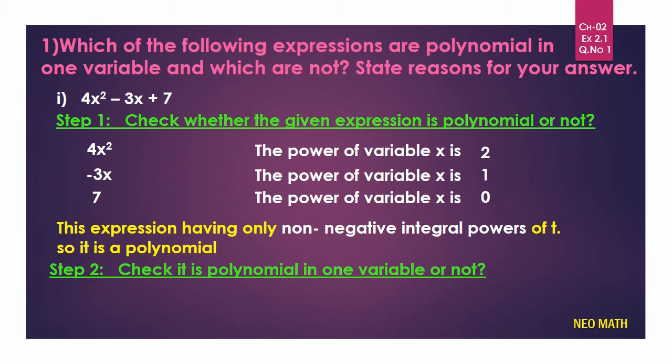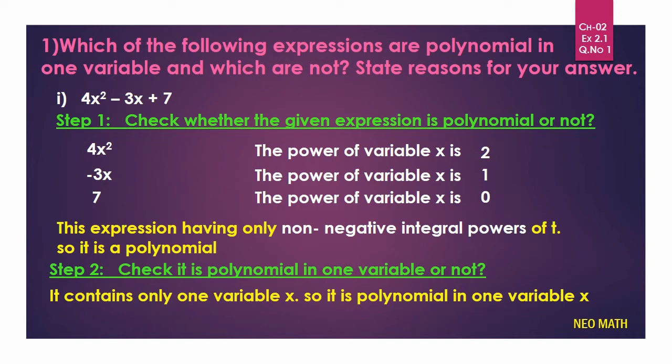So we can go to step 2. Check it is polynomial in one variable or not. If it has only one variable, then it is polynomial in one variable. 4x square minus 3x plus 7 has only one variable x. So it is polynomial in one variable x.